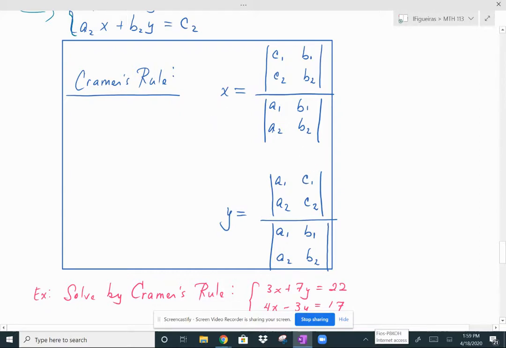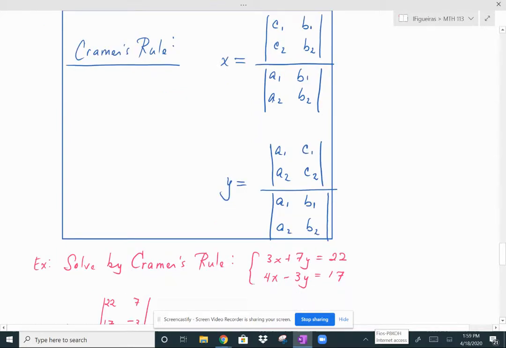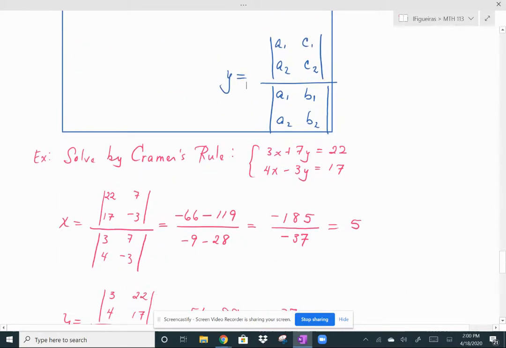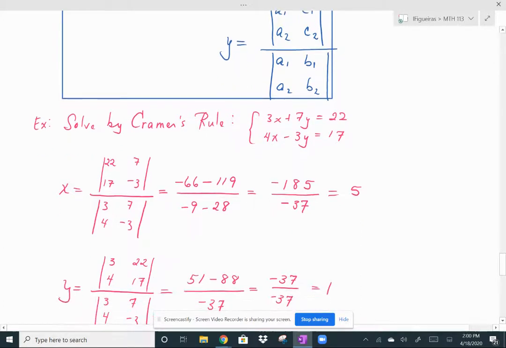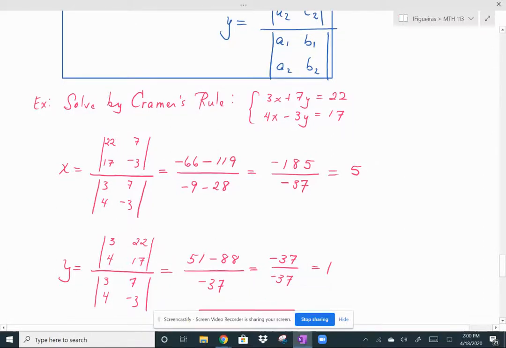All right, so let's use Cramer's rule in order to solve a system of equations. And this is the same system we did earlier with the addition method. So I have 3x plus 7y equals 22, and 4x minus 3y equals 17. So first let's set up the matrix in our denominator. The matrix in our denominator is just the x column, 3 and 4, and the y column, 7 and negative 3. That's exactly what you see here.